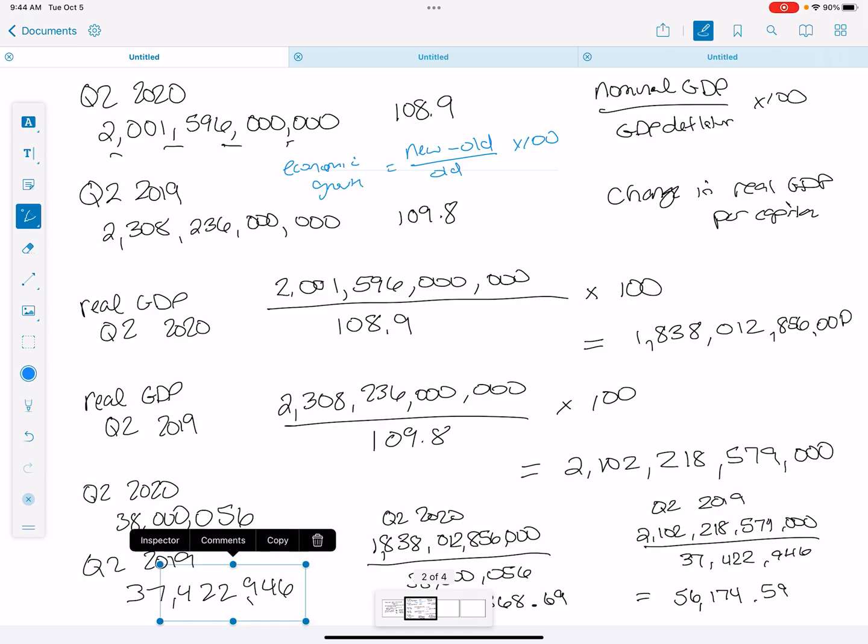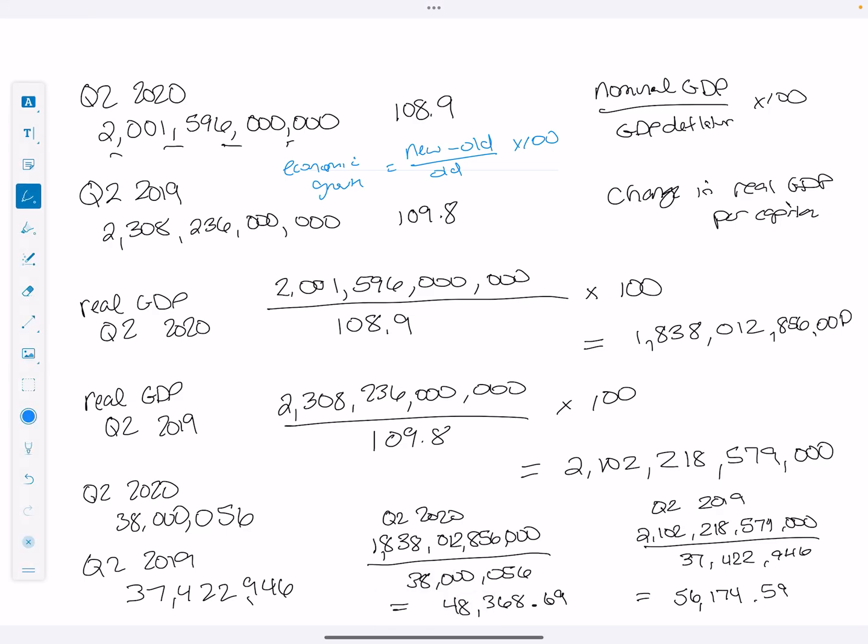All right, so the new number here is actually the 48,368.69. The old number is 56,174.59. Divided by the old, 56,174.59. And we multiply it times 100 so we can get our growth in percentage.